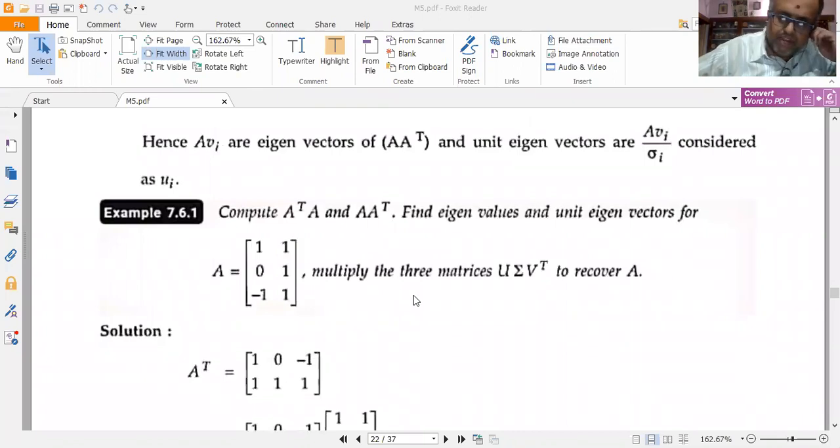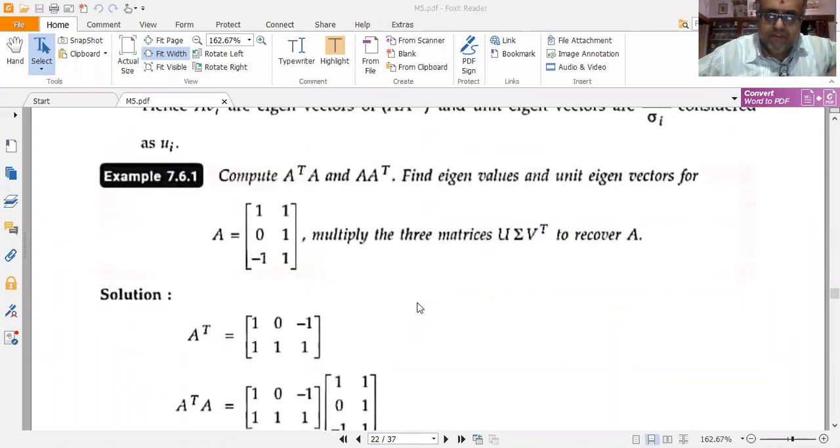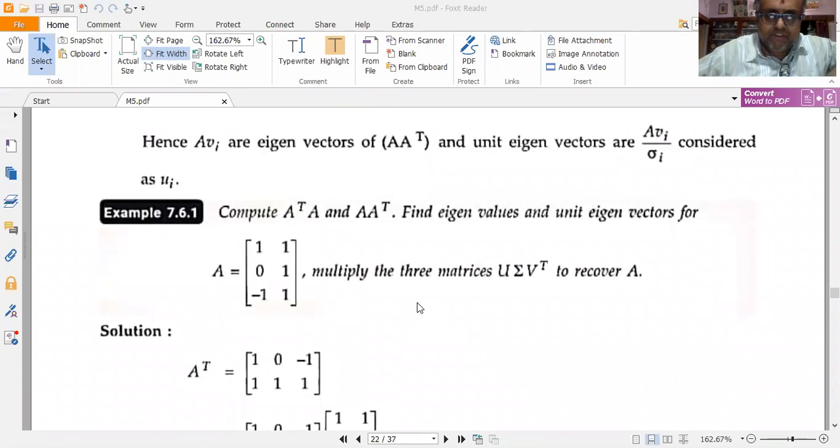We shall find the SVD decomposition of this matrix. The problem statement goes like this: compute A transpose A and A A transpose, and find the eigenvalues and the unit eigenvectors for the matrix A equal to [1 1; 0 1; -1 1], and multiply the three matrices U sigma V transpose to recover A. So I have been asked to do the SVD decomposition.